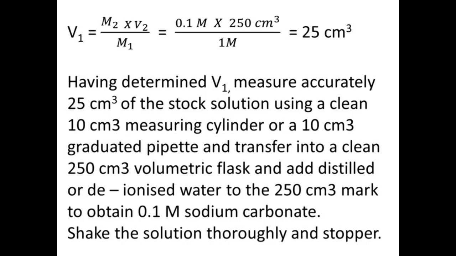Having determined V1, we will measure accurately 25 cm³ of the stock solution using a clean graduated pipette or a 25 cm³ measuring cylinder, and transfer it into a clean 250 cm³ volumetric flask, and add distilled or deionized water to the 250 cm³ mark to obtain our 0.1 molar sodium carbonate. Shake the solution thoroughly and stopper. In that way, you have diluted the 1 molar sodium carbonate prepared in experiment 1A. You have succeeded in diluting it to 0.1 molar.